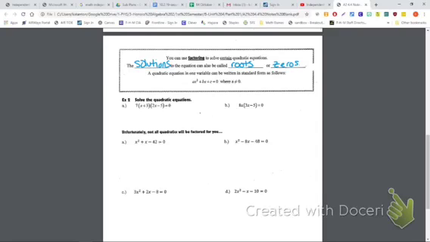A quadratic equation in one variable needs to be written in standard form: ax squared plus bx plus c equals 0. A, b, and c are your numbers. It must, absolutely must equal 0. Okay? So here, we're going to start with A. Let's go ahead and solve this. This is just like the problems on the other one.